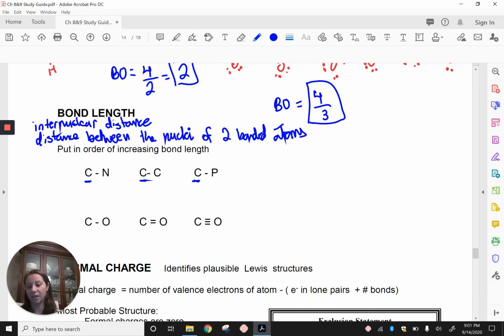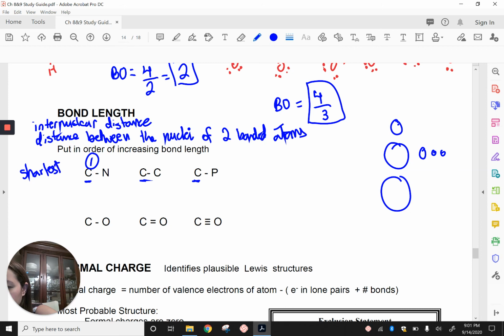if you look at the periodic table and the trends on the periodic table, remember, it looks like a one-armed snowman, right? So the radius increases as you go down the periodic table, decreases as you go across. So between nitrogen, carbon, and phosphorus, nitrogen is the smallest in radius, and so this is going to be the shortest bond. Followed by carbon, and then phosphorus is the largest atom out of those three, and so this is going to be the longest bond, or the longest bond length.